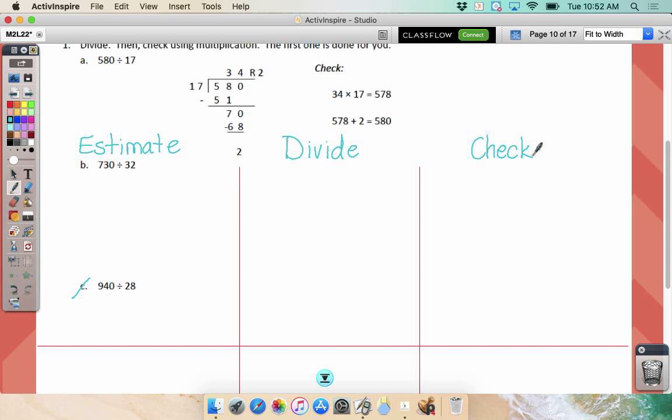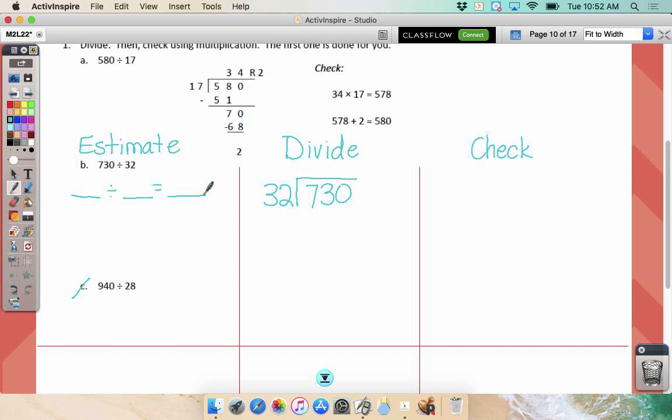Sound good? Okay, step number 1 is to write the problem. Leave enough room to write your answer on top. Okay? So 730 divided by 32. Okay? Got the problem written? The next step is going to be to estimate. So let's see what we think our answer is going to be close to. So write your lines.